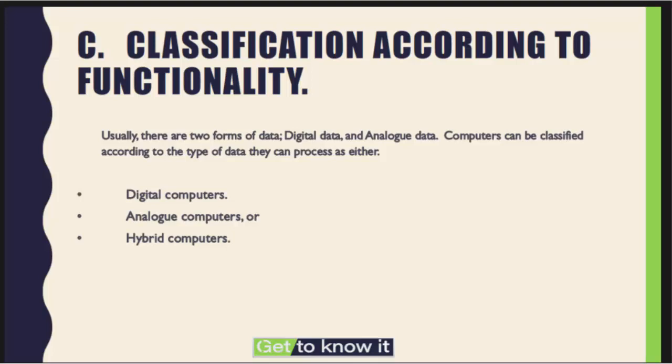The last type of computer classified according to functionality is hybrid computers. Hybrid computers are designed to process both analog and digital data. They combine both the functional capabilities of the digital and analog computers. Hybrid computers are designed by interconnecting the elements of digital computers and analog computers directly into one processor using suitable interfacing circuitry. Hybrid computers are more expensive.